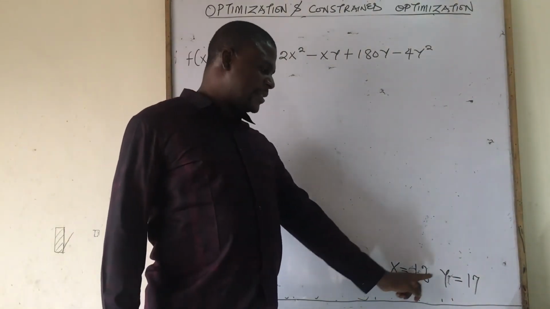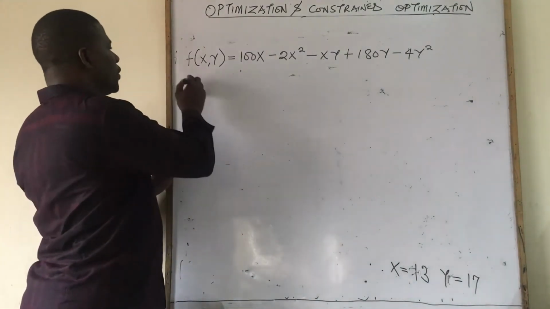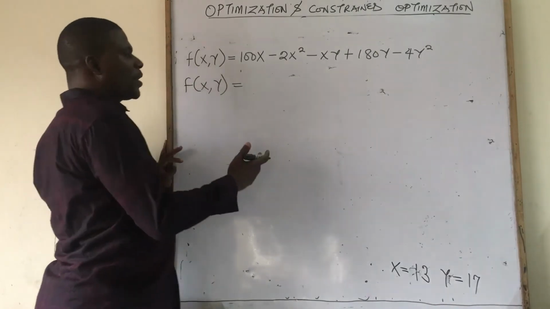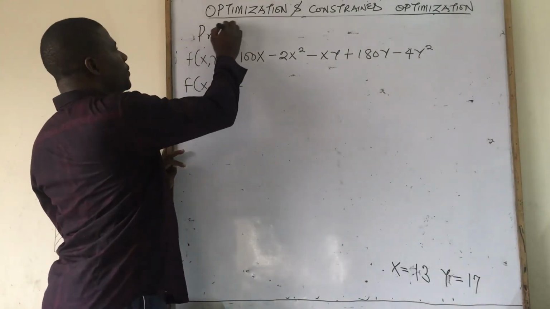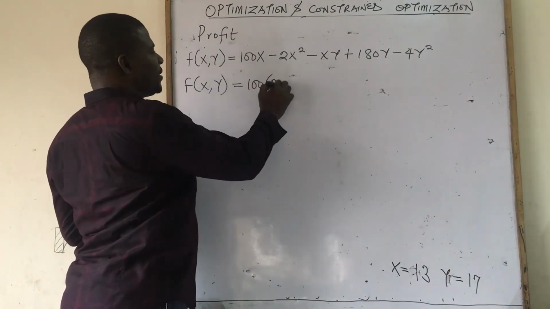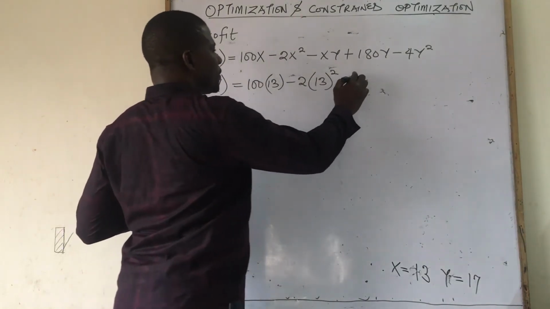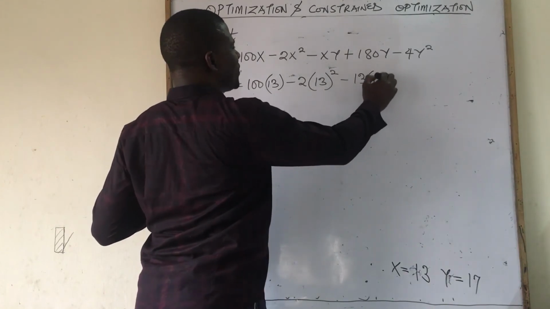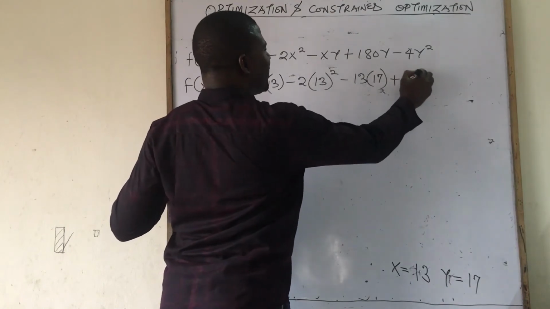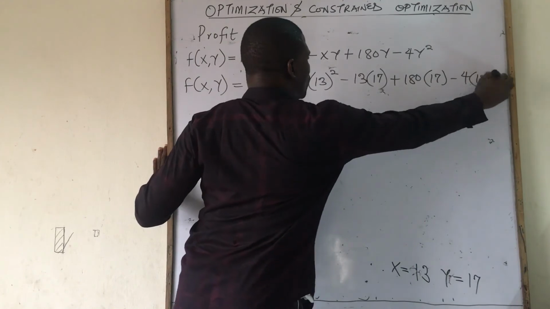Now that we have gotten our x as 13 and y as 17, let's substitute in the original equation. So our f of xy, which is now the profit that we want to calculate. So the profit now will be 100x, our x is 13, minus 2 into 13 squared, minus 13 into bracket 17, x is 13, y is 17, we have gotten it, plus 180 into bracket 17, minus 4 into bracket 17 squared.